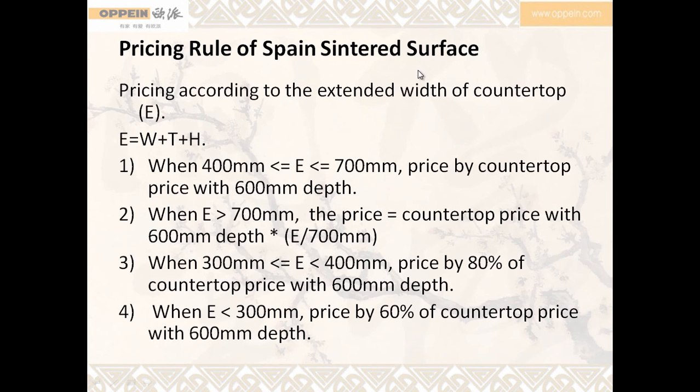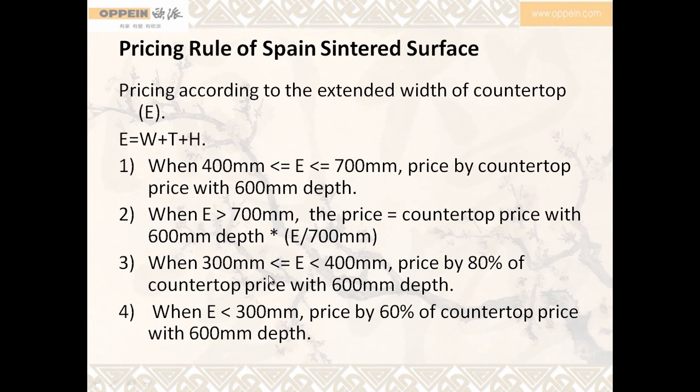Pricing rule of span-sintered surface. Pricing according to the extended width of countertop, E. E equals to W plus T plus H. 1. When E is between 400 millimeters and 700 millimeters, price by countertop price with 600 millimeters depth. 2. When E is more than 700 millimeters, the price equals to countertop price with 600 millimeters depth multiply this one, and this ratio is E divide 700 millimeters.